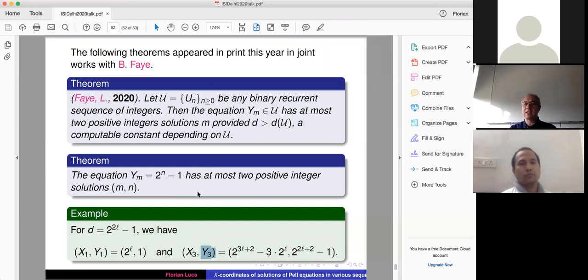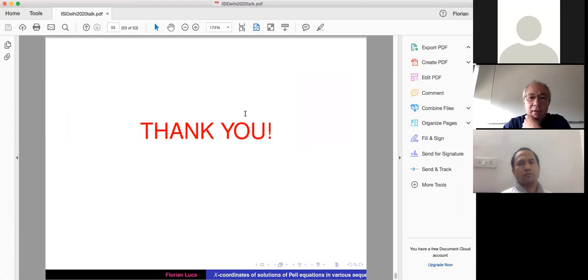But our result is that if you take any binary recurrent sequence, then there are only finitely many Ds for which you find 3 values of the y in there. So 2 values of the y you can find parametrically, even for Fibonacci numbers and so on. There are infinitely many examples of Ds for which the y coordinate admits 2 Fibonacci numbers in there. But we don't know about the Ds for which there are 3 Fibonacci numbers in there. That's a project that Faith is working with. And that's it. Thank you.